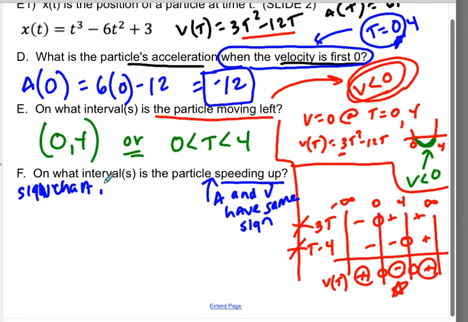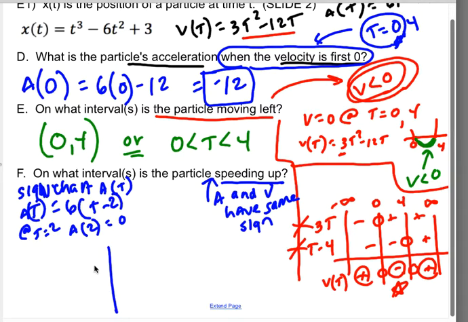So let's make a sign chart for A of t, right? A of t is just a line, right? So A of t was, if you want to take a 6 out, you can. It's 6 times t minus 2, meaning that essentially this thing is 0 at t equals 2. A of 2 is 0, right? That's the only 0. So if you were to look at an A of t sign chart, or if you just picture what A of t looks like, because A of t is a line with a positive slope, right? So it's 0 at 2, which means it's negative before 2 and positive after. That's fine.